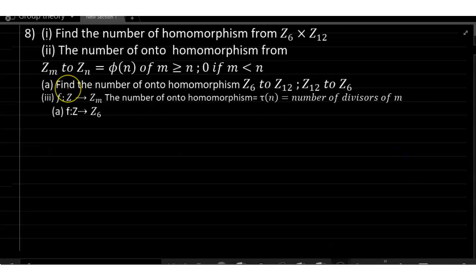Must remember. Find the number of homomorphisms from Z6 to Z12. So write it down.